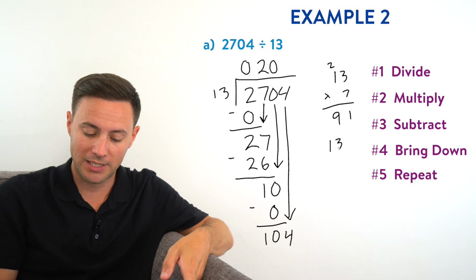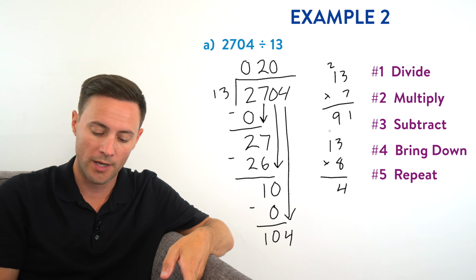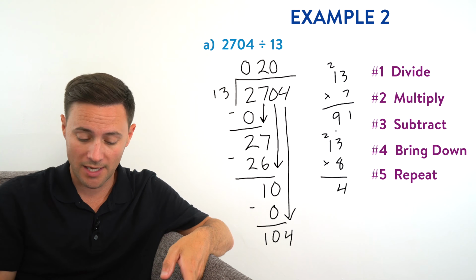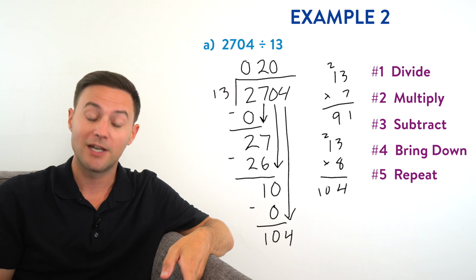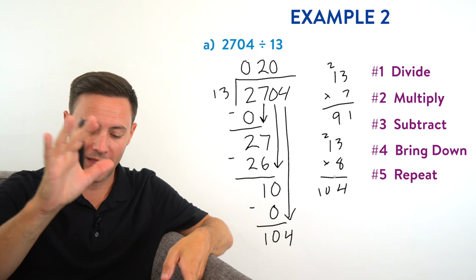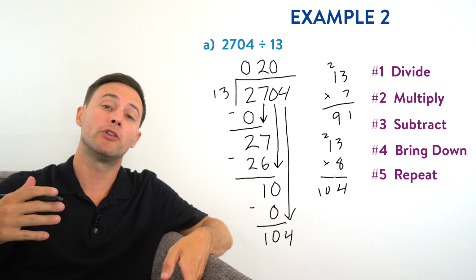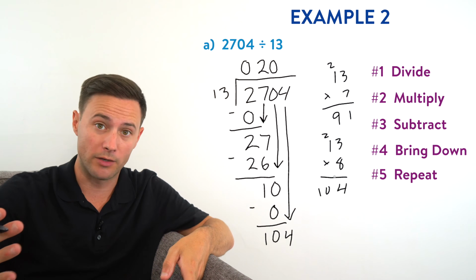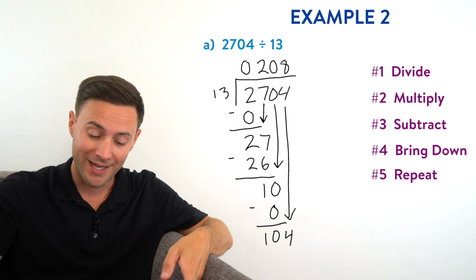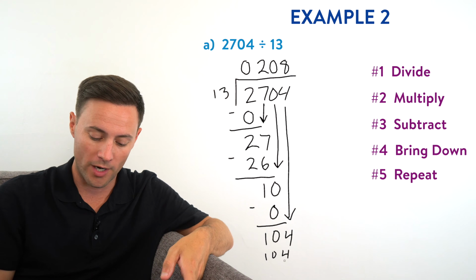So let's try 13 times 8 just to double check. 3 times 8 is 24. Carry the 2. 8 times 1 is 8 plus 2 is 10. So it's exactly 104. So I don't know if that made sense, but again, you want to make sure you're doing the division, all the division you can do. 13 goes into 104 exactly 8 times. 8 times 13 is 104.